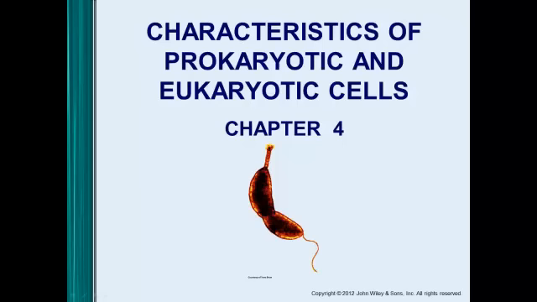Hi, this is Dr. Cassandra Quave, and in today's lecture we'll be covering Chapter 4 from your textbook, discussing the characteristics of prokaryotic and eukaryotic cells. So all living cells can be classified as either prokaryotic or eukaryotic. Prokaryotic cells lack a nucleus and other membrane-enclosed structures, whereas eukaryotic cells have such structures.